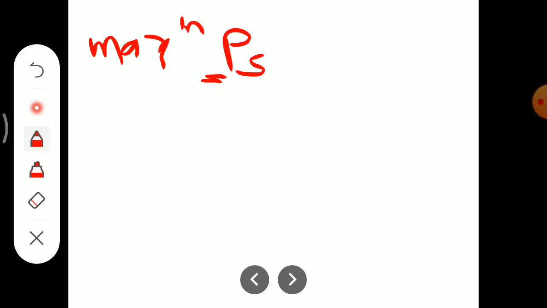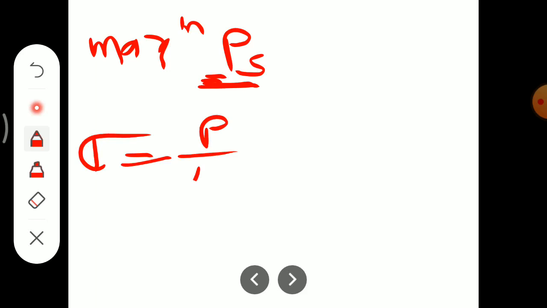Now we will write the maximum shear force required to punch a hole. Okay, maximum shear force, that means P_S, P for force and S for shear. Now we know that sigma is equal to P upon A, that means force upon area, but we need to find P, so we have to multiply sigma into A.